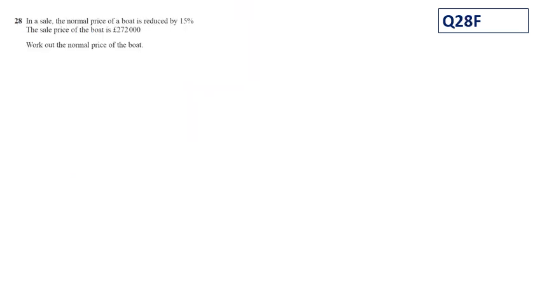Okay, so question 28. In a sale, the normal price of a boat is reduced by 15%. The sale price of the boat is £272,000. Work out the normal price of the boat.